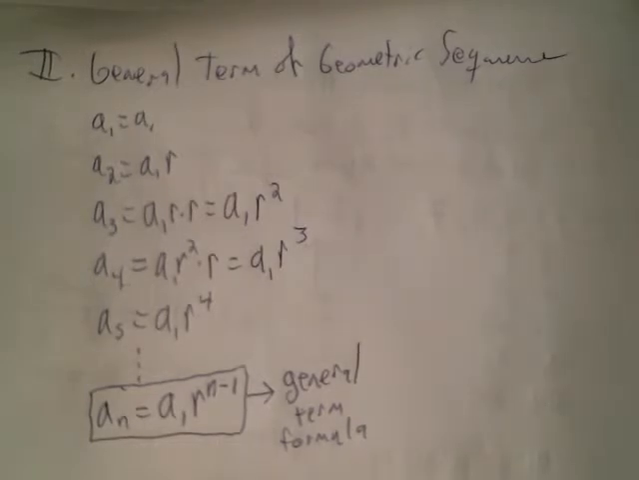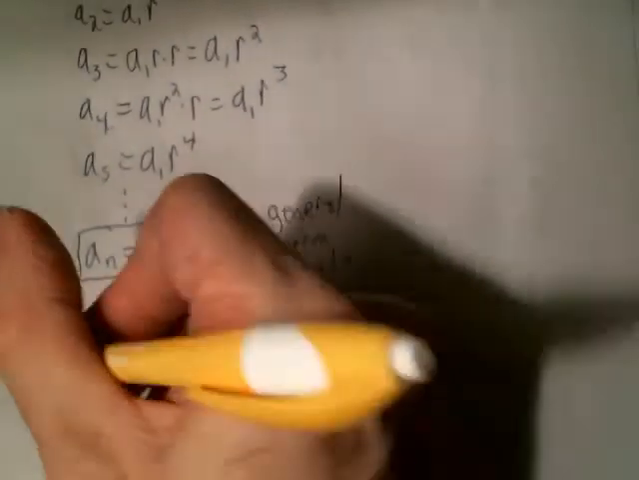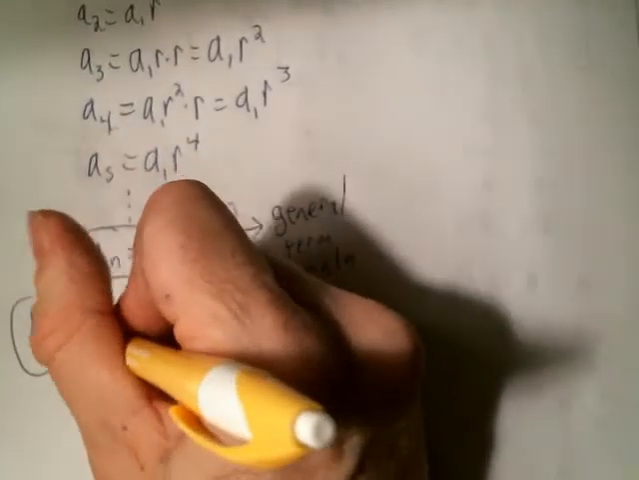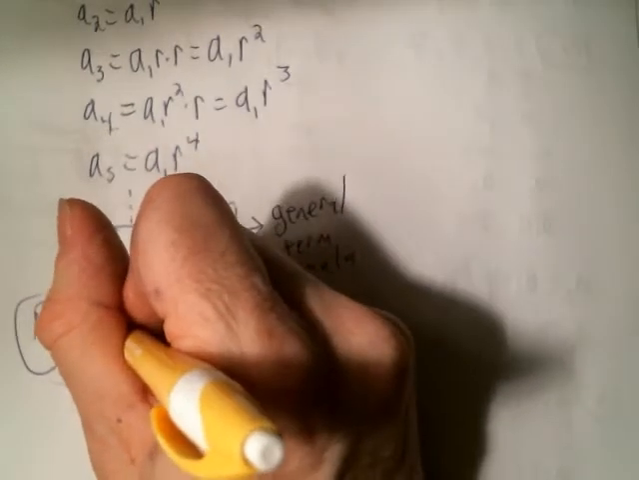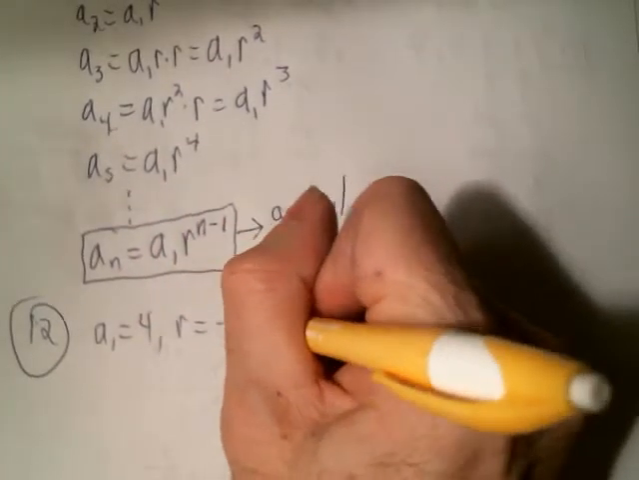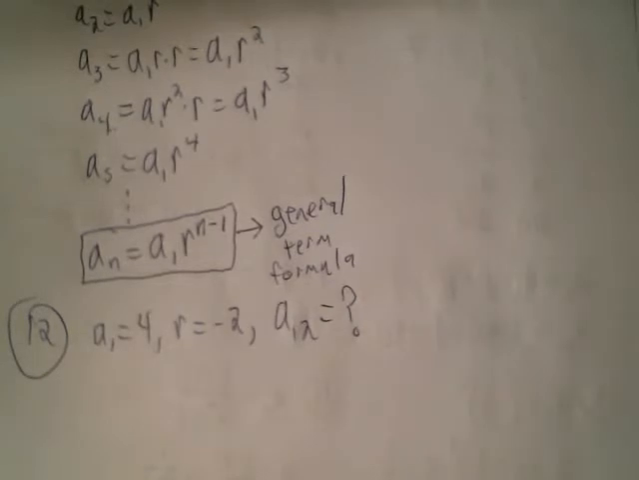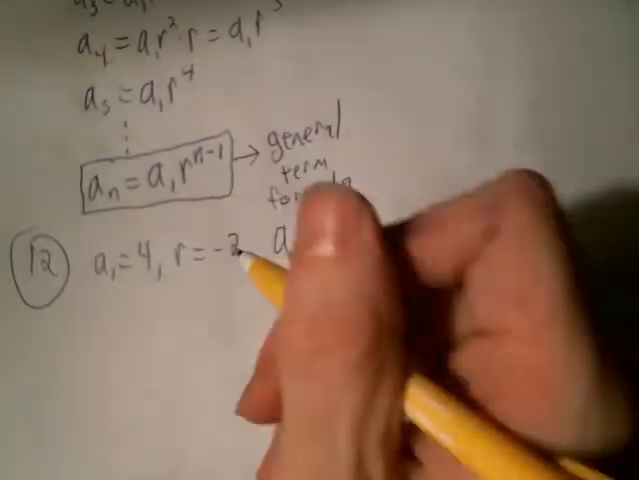And we can use it to determine the 100th term of a geometric sequence, and that's what they want you to do in number 12. In particular, they want a sub 12 given a sub 1 is 4 and r is negative 2. They just want the 12th term of the sequence.